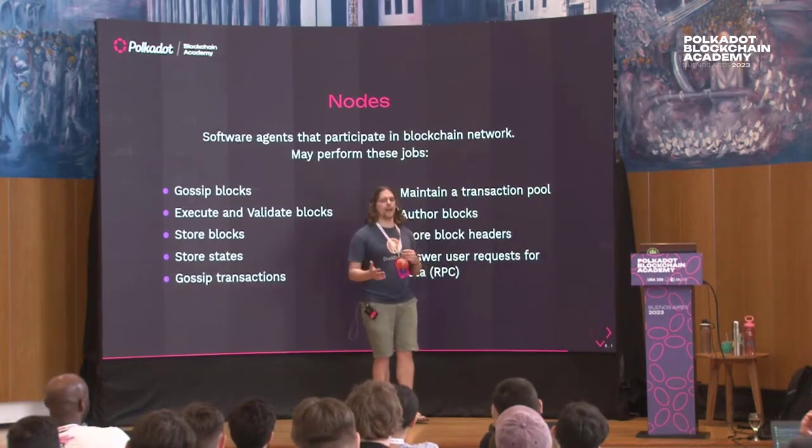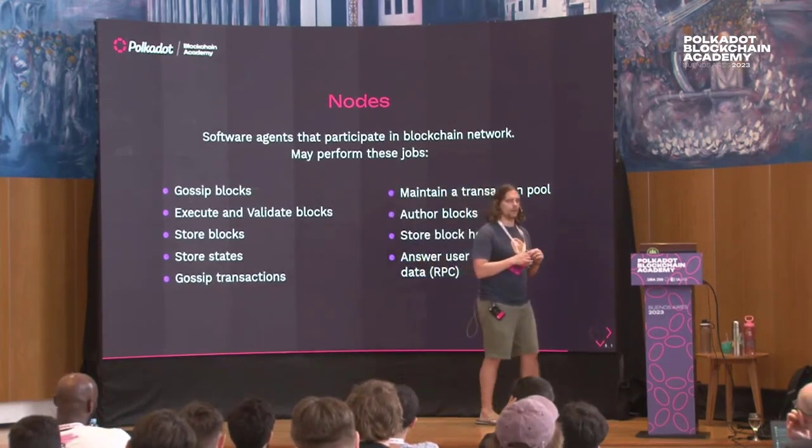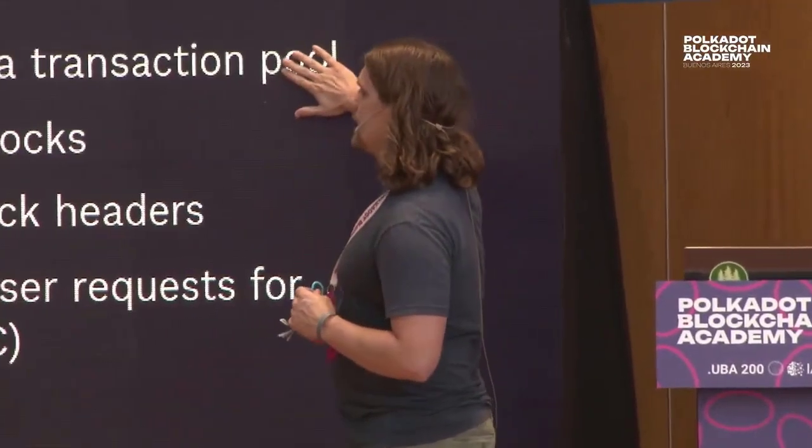That's the way to make the network as decentralized as possible, to run your own node. So yeah, okay, so maintain a transaction pool. So that's kind of what I'm getting at with gossiping transactions. So the transaction pool is a data structure.